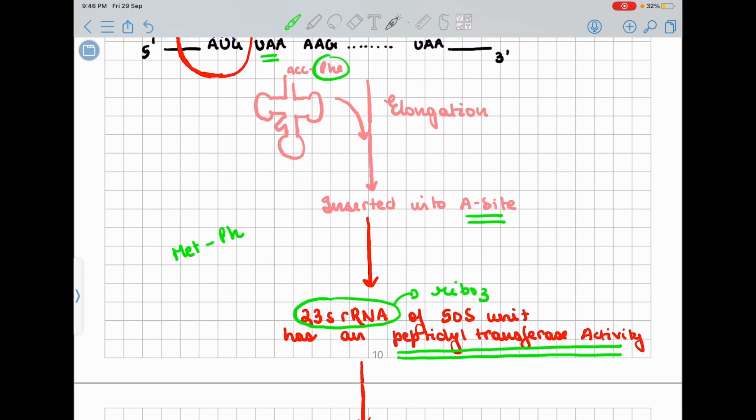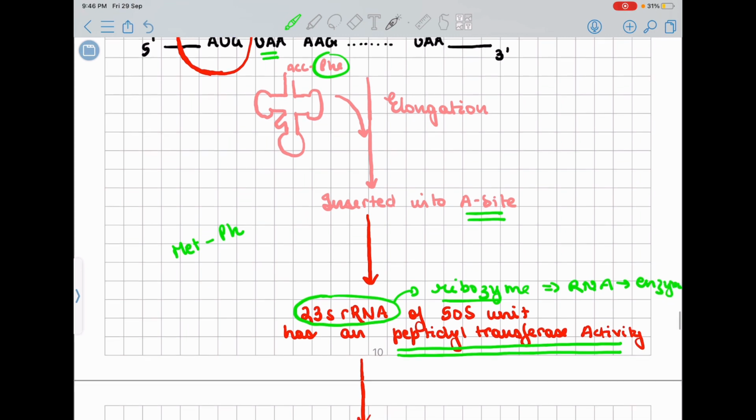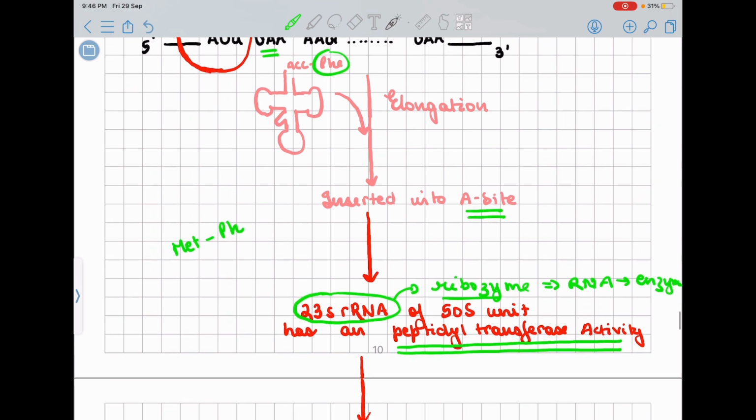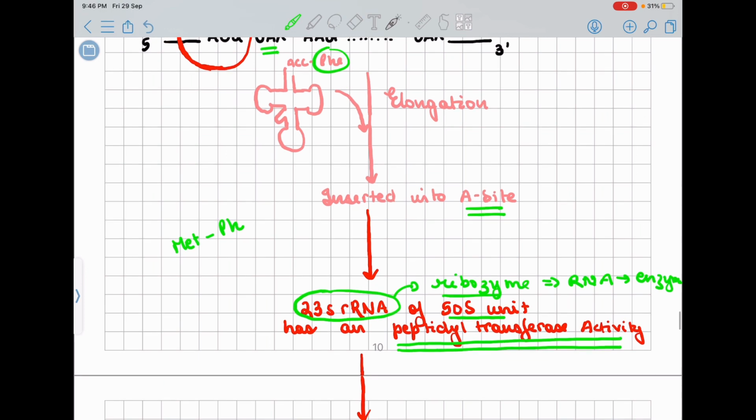What is a ribozyme? It is RNA which functions as an enzyme. This is very much important. And where is it present? It is present on the 50S subunit of the ribosome, right?